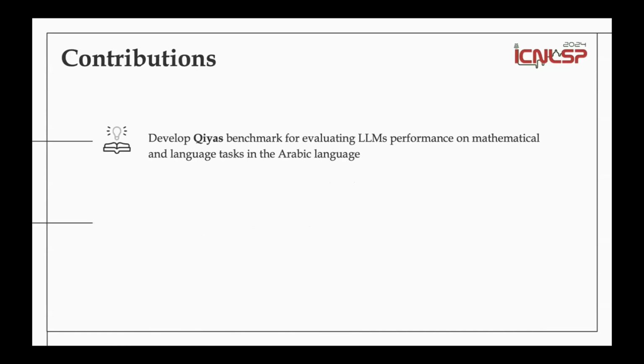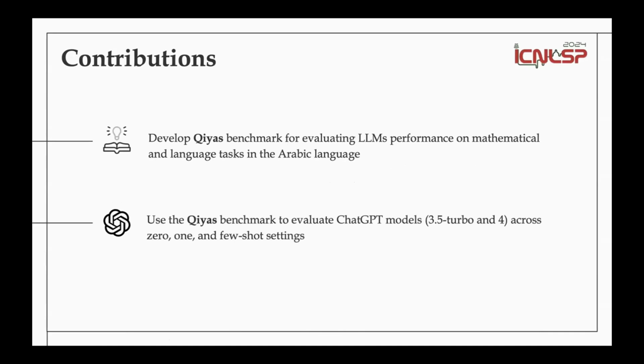The main contributions of this work are as follows. We developed the Qiyas benchmark for evaluating large language models' performance on mathematical and language tasks, specifically for the Arabic language. And we used this benchmark to assess two variations of ChatGPT, which are 3.5-turbo and 4, across 0, 1, and few shot settings.